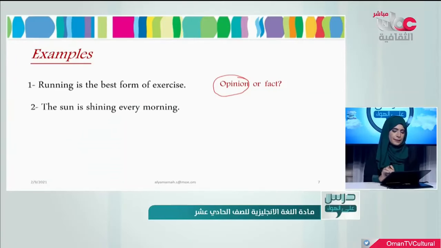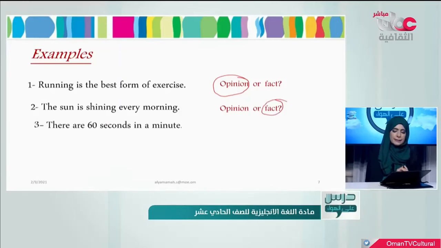Let's see the second sentence. The sun is shining every morning. You can notice that this sentence is related to the environmental rules. It is a common, realistic thing. The sun is shining every morning. There are no two people who have different ideas about this item. We all know that the sun is shining every morning, so it is factual information. There is no room to have an opinion about this, so it is a fact.